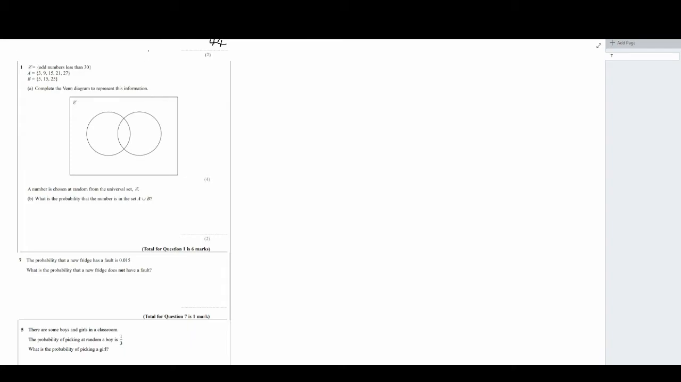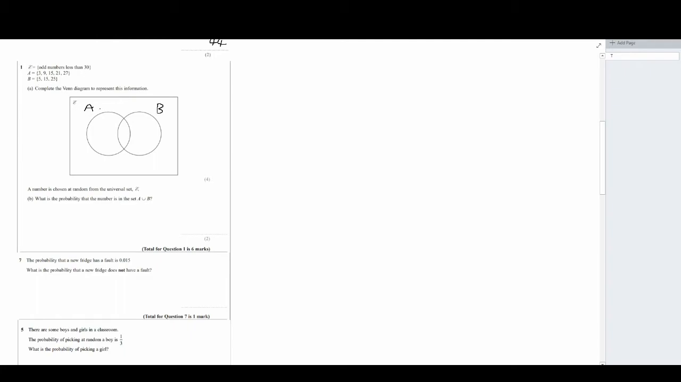Okay, here's another little Venn diagram question. This one's a little different because they have things outside the set, I think, at a glance. So give this one a go, and I'll start going through it now. So we're told to complete the Venn diagram to represent this information. So the first thing we do obviously is label the circles, A and B.